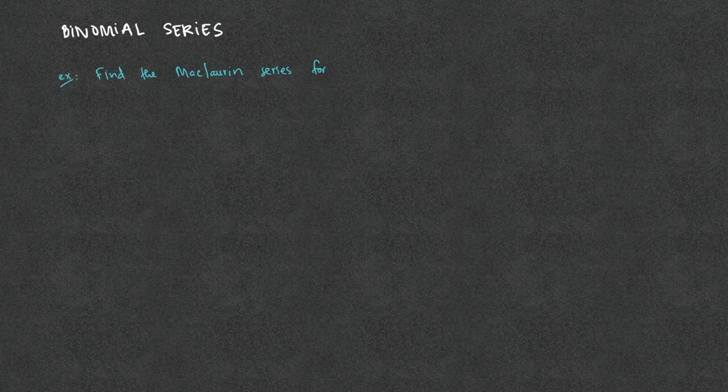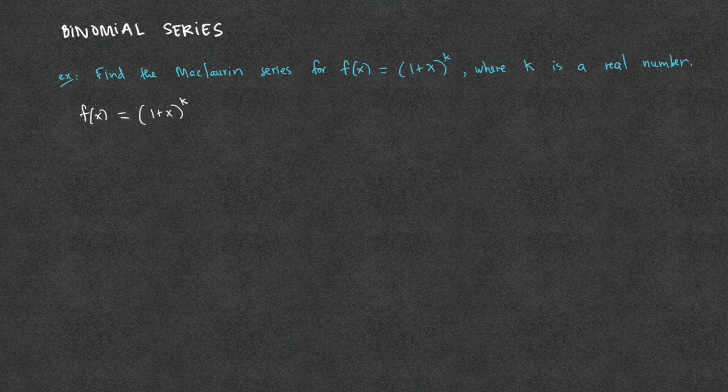We now look at the binomial series. Find the Maclaurin series for the function f of x equals the quantity 1 plus x raised to the k power, where k is a real number. As usual, we start taking the derivatives successively.